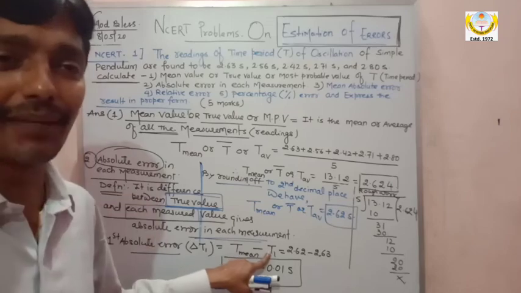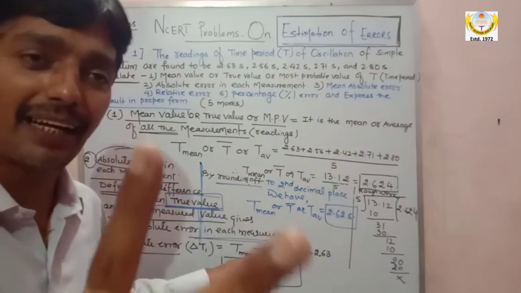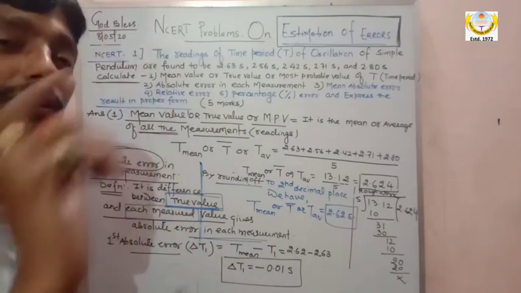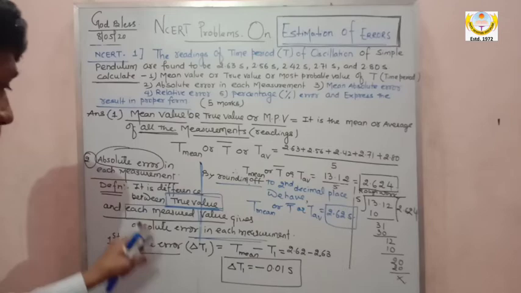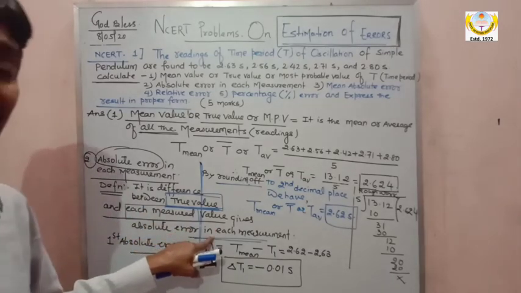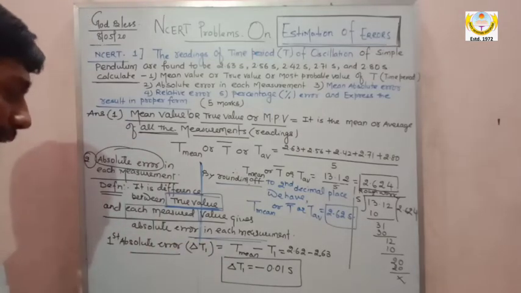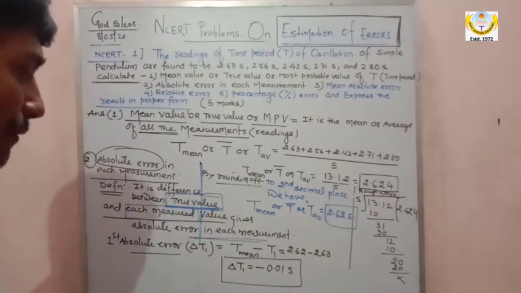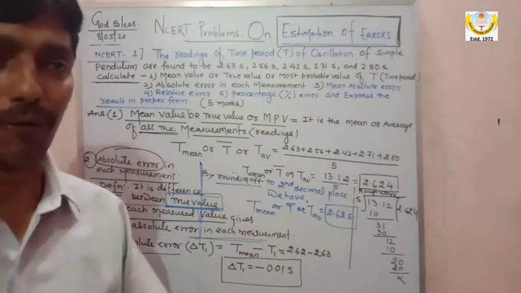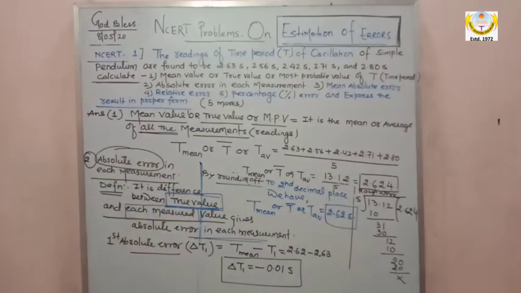Why I said each? Because first measured value I will take, then I will get first absolute error. If I say second measured value, I will get second absolute error in that particular physical quantity. Therefore it is clearly mentioned, each measured value gives absolute error. So now, my dear, here I have calculated first absolute error. You must be understanding from your side, sir, there will be 5 absolute errors. So let us calculate one by one: delta T2, delta T3, delta T4, delta T5.